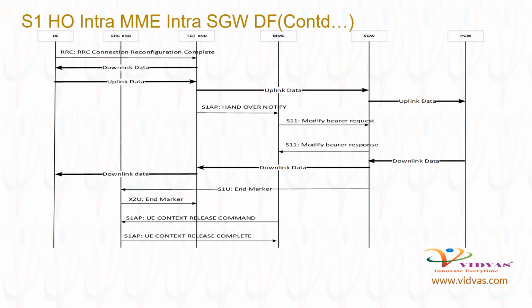This is to inform source ENB that handover is complete, and source ENB does not need to forward data to target ENB anymore. Source ENB sends X2 UN marker to target ENB, to inform target ENB that target ENB can discard any packet that it may receive from source ENB on X2U interface. MME sends S1 AP UE context release command to source ENB, to clean up the UE context. Source ENB sends S1 AP UE context release complete message to MME.